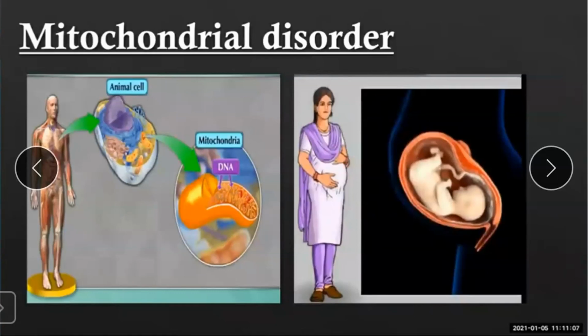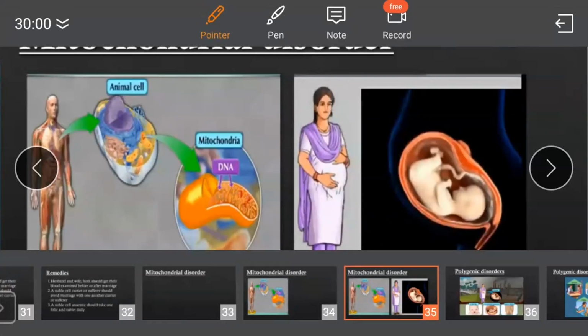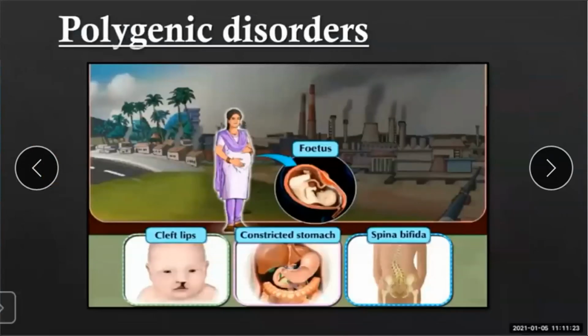Now moving further to the next topic, that is polygenic disorders. Now we have seen mitochondrial disorder. Now moving further to the polygenic disorder. What is a polygenic disorder? Disorders due to mutations in multiple genes are called polygenic. From the term only you can understand: poly means many.